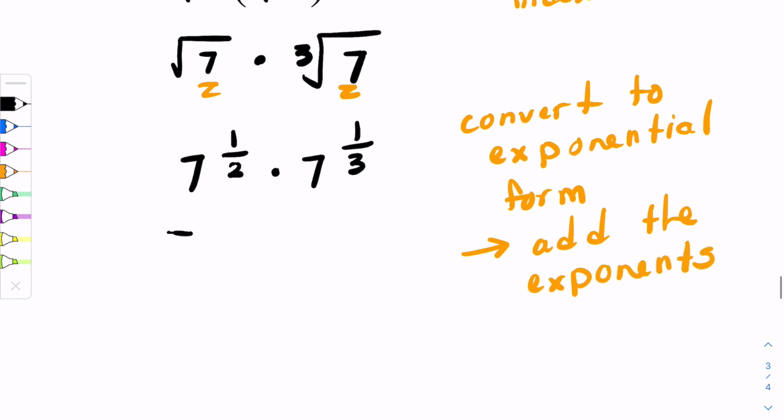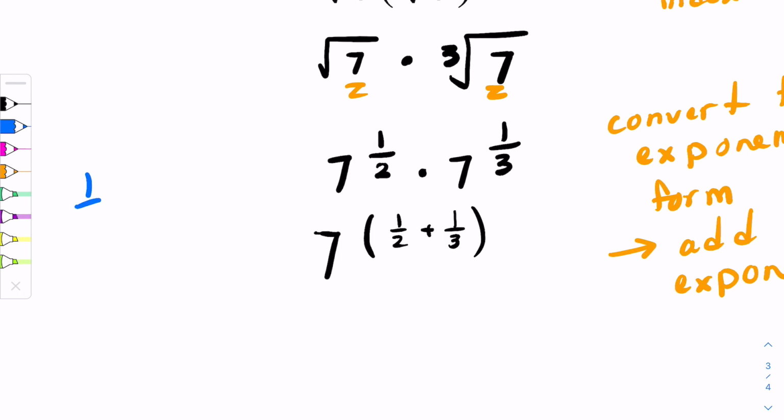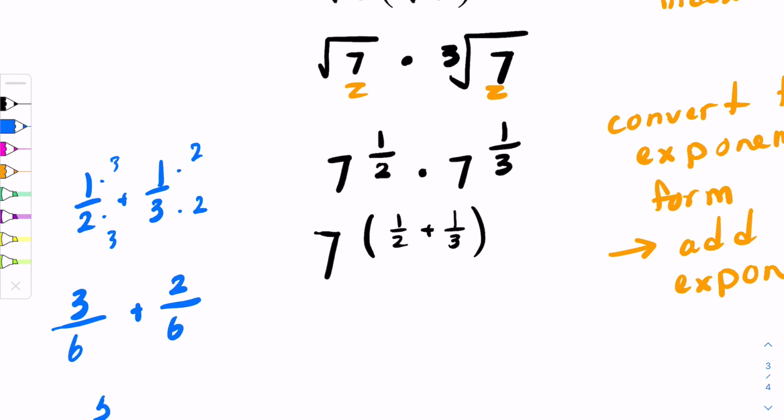This would give us 7 raised to the power of 1/2 plus 1/3. Well, 1/2 plus 1/3 is two fractions that have different denominators. If I do this off to the side, 1/2 plus 1/3, a common denominator would be 6. Multiply the first fraction by 3, the second fraction by 2. We get 3 over 6 plus 2 over 6, which gives us 5 over 6.